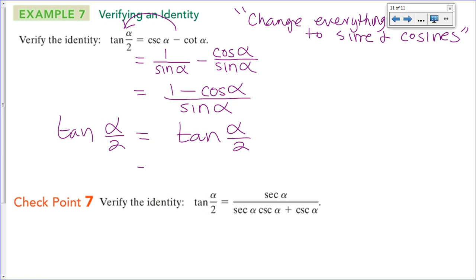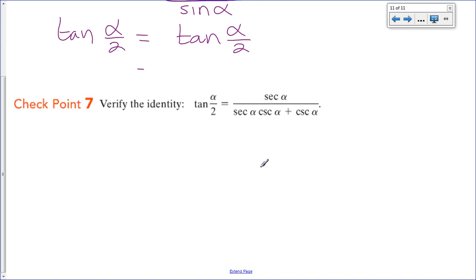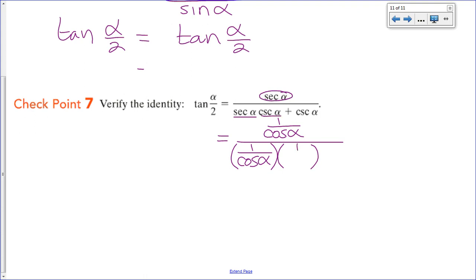Okay, so the very last one, it will be very easy. So I encourage you to pause the video and see if you can do it on your own. So I'm going to use the same strategy, turn everything to sines and cosines. Secant is the reciprocal of cosine, so it will be 1 over cosine alpha. On the bottom, we have secant alpha, so that will be 1 over cosine alpha. For cosecant alpha, we'll have 1 over sine alpha.